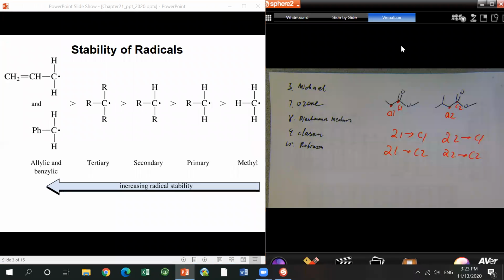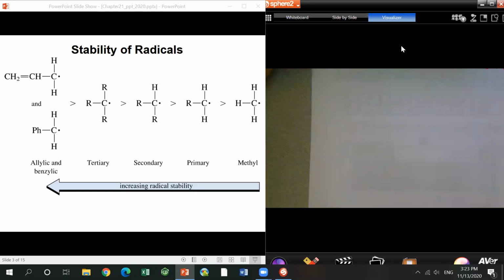If there are no further questions, we'll continue to chapter 21. If you have a question, you can still type in the chat window. For chapter 21, last time we talked about the stability of radicals. The most stable ones are the allylic and benzylic radicals, followed by tertiary, secondary, primary, and methyl.